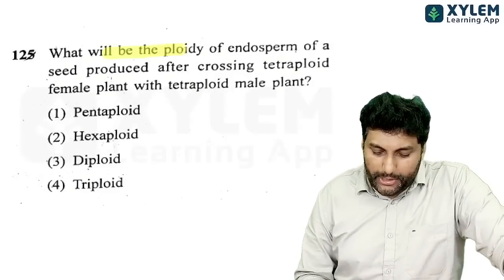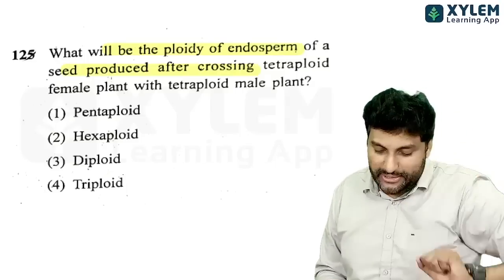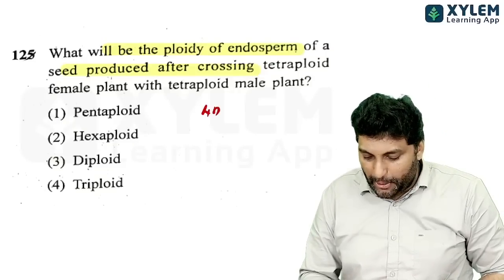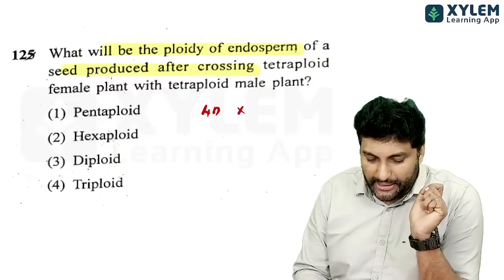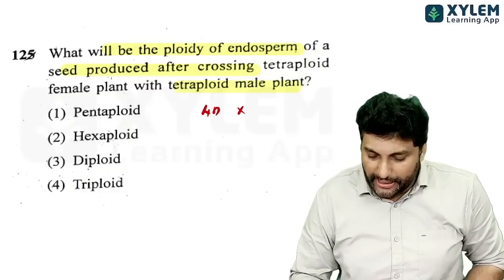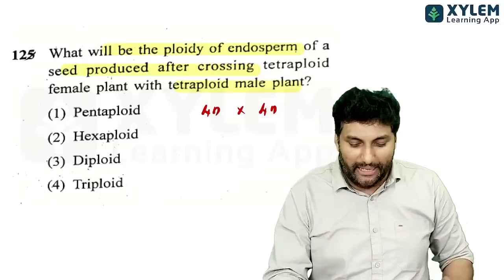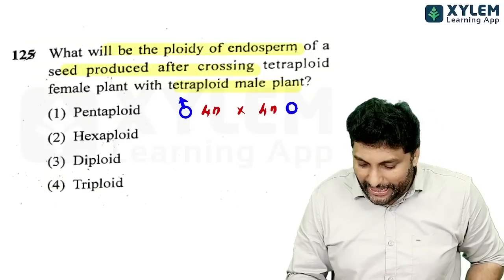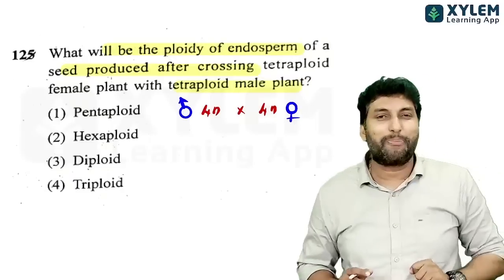Okay, let's move to 125. The question is, what will be the ploidy of endosperm of a seed produced after crossing a tetraploid female plant with a tetraploid male plant? So both male and female are tetraploid. So I take this as male and this as female. They are asking about the ploidy of the endosperm.